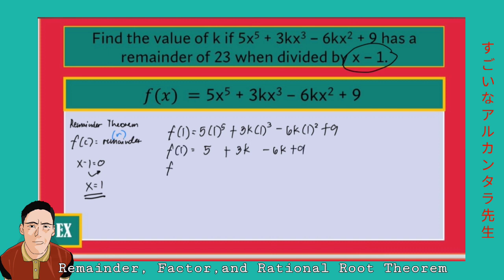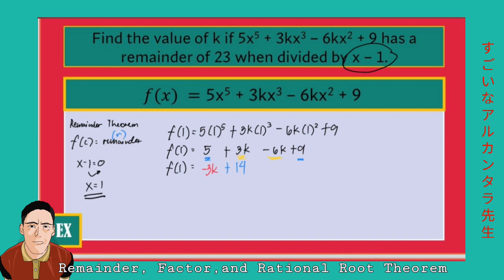Next, let's combine like terms. We have 5 and we have 9. That's going to be equal to 14, positive 14. But also we have 3k and negative 6k, right? So that's going to be equal to negative 3k. So now you're wondering, what do we do now?